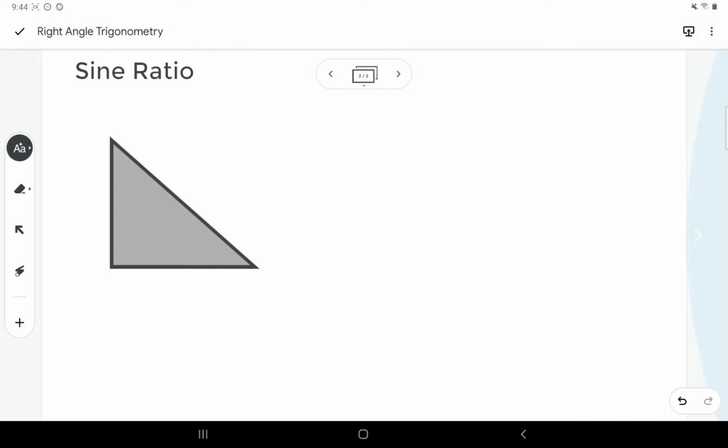Ratio. So sine ratio is a trigonometric ratio that only works on right angle triangles. So again, you're looking for that 90-degree corner here. Okay, and the sine ratio goes like this.